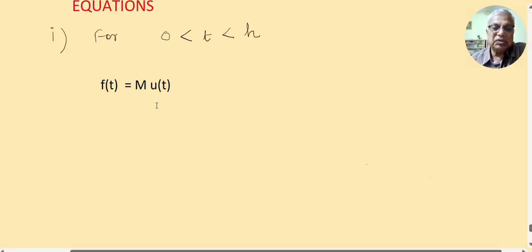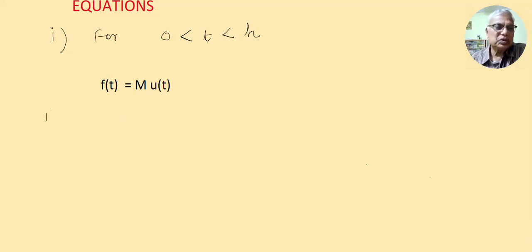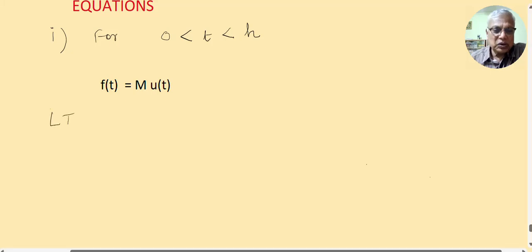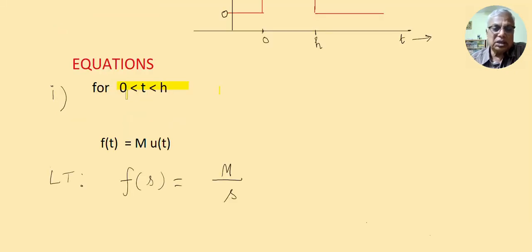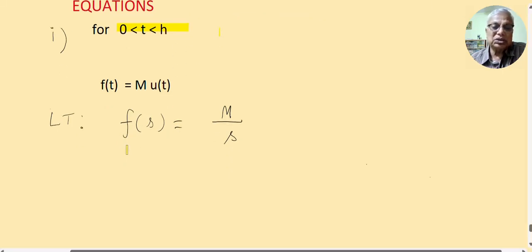So the equation is f of t equal to m into u of t, and its Laplace transform. What will be its Laplace transform? Its Laplace transform is going to be F of s equal to m by s. So for the period t between 0 and h, the equation is f of t equal to m into u of t, and the Laplace transform is m by s.